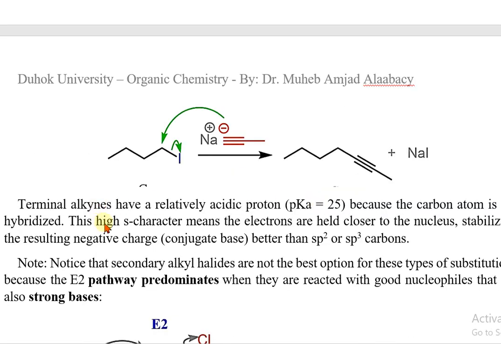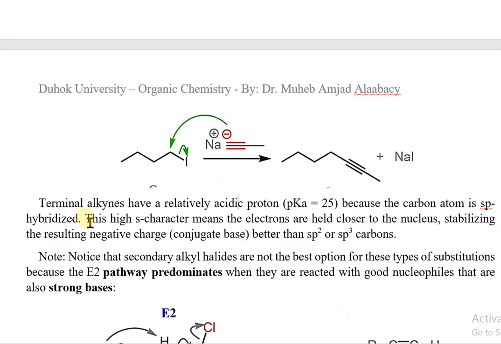So a terminal alkyne, as I told you before, has an acidic proton because of the sp hybridization. So it is always more acidic. Alkyne is more acidic than alkene or alkane.